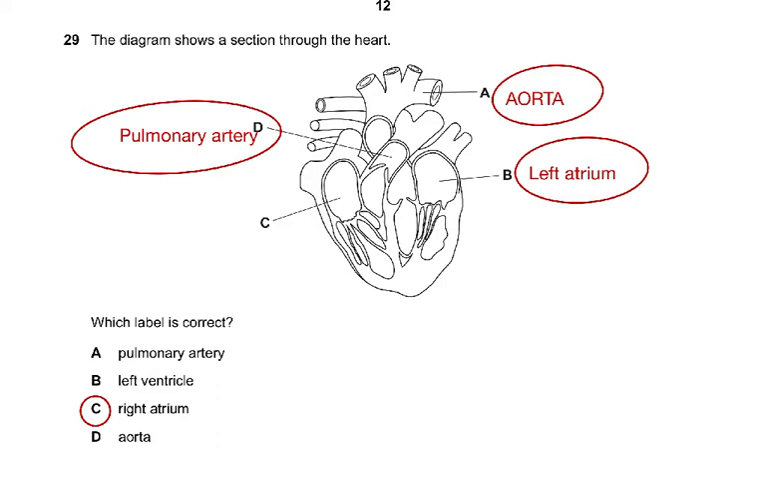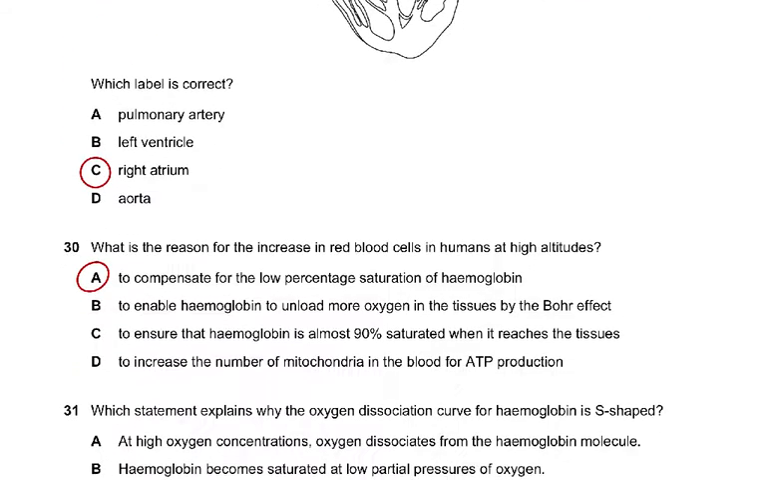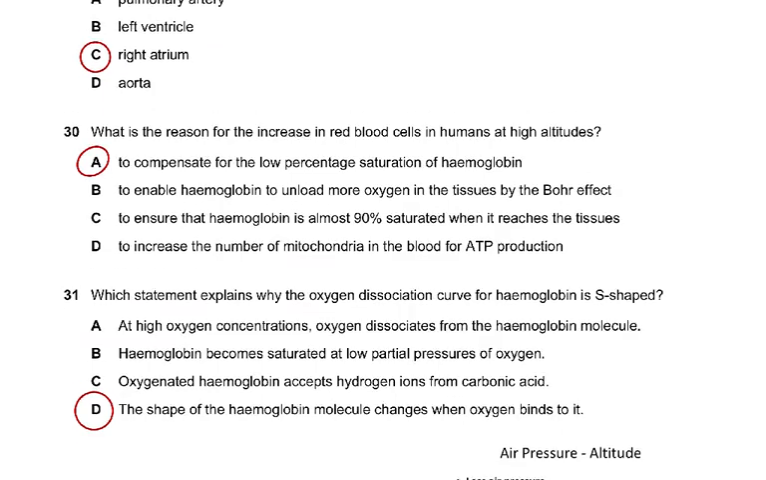So A is the pulmonary artery. No, I'm sorry, A is the aorta. Then B is the left ventricle. No, that's the left atrium. Then C is the right atrium. So that is correct. And D is the aorta. That's wrong. It's a pulmonary artery. So I've labeled it for you and I've told you how it is wrong. Then we go on to question number 30.